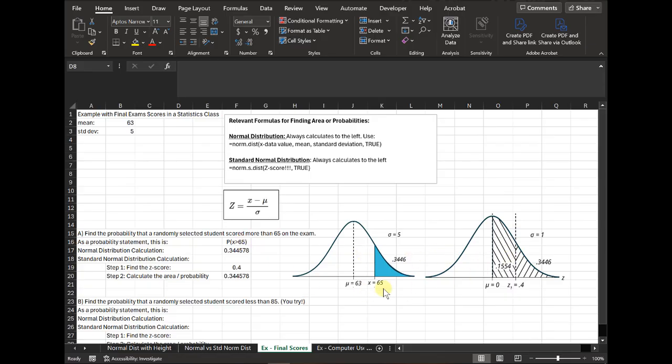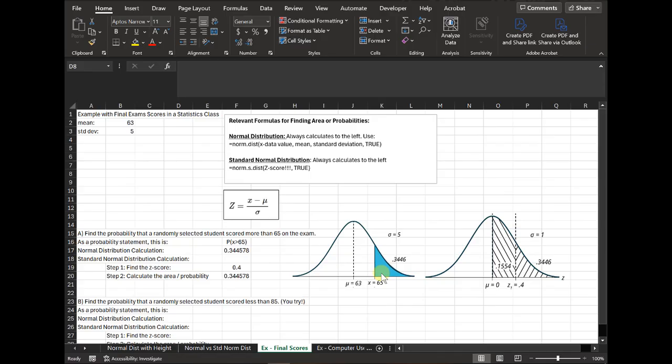I have two different diagrams here. The first one is just the normal distribution. The normal distribution, remember, is always centered at your mean. My mean was 63, so you can see it's centered here at 63. Where does 65 fall in relation to 63? It's somewhere over here. Your scale doesn't have to be perfect; you just need something to gauge for yourself. The probability that X is greater than 65: here's 65, and what's greater than that is this blue area. This is the area of the normal curve that we're trying to find.